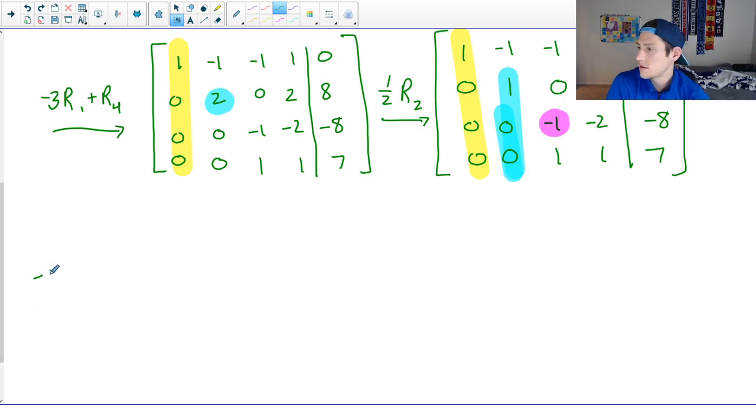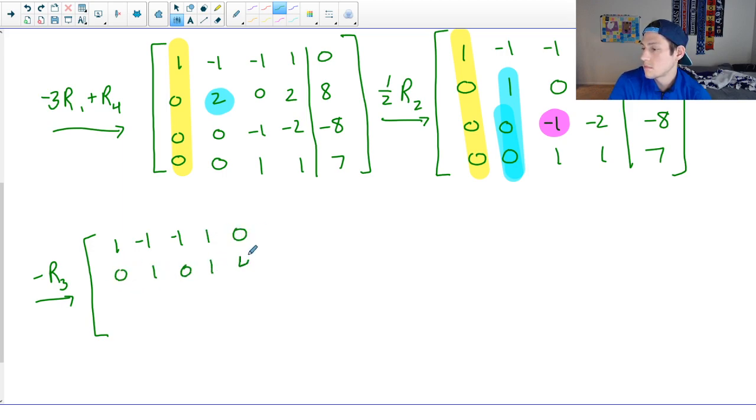So negative row 3. All right, row 1 stays the same. Row 2 stays the same. Row 3, everything changes sign. So positive 1, positive 2, positive 8. And row 4 stays the same.